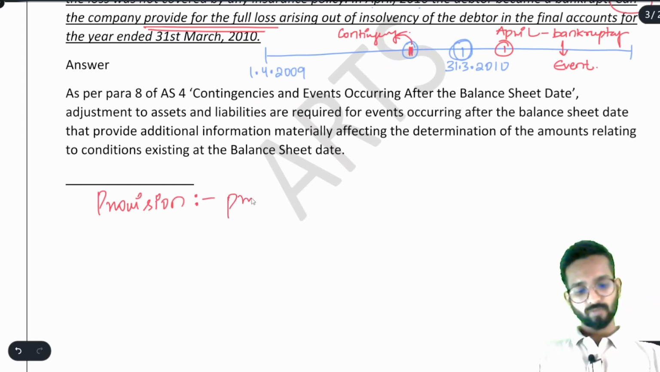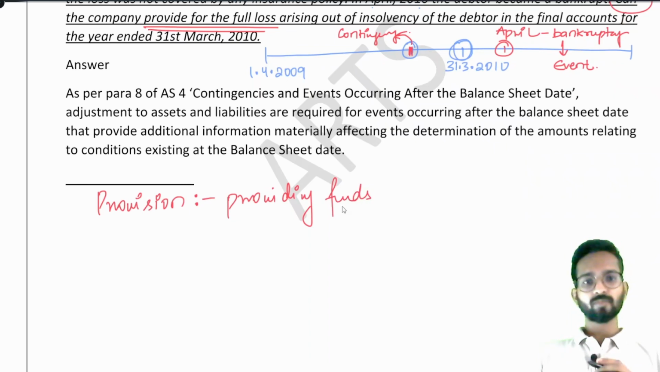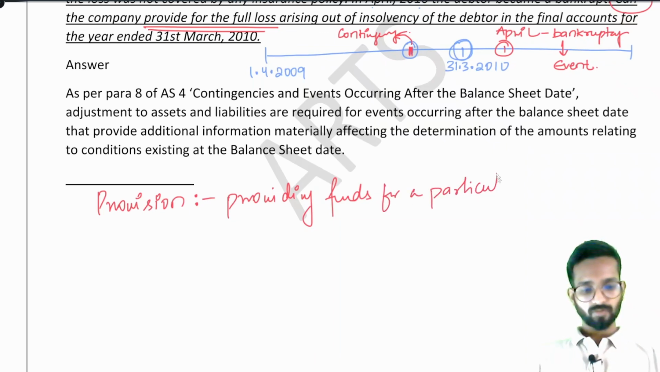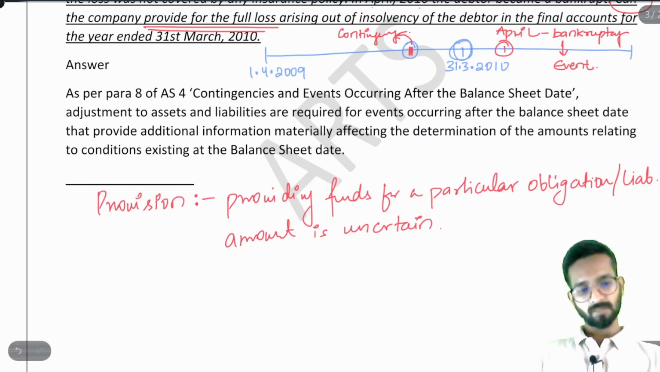Provision means providing funds, or you can say you are separating some funds from your total funds for a particular obligation, or you can say your liability, for which the amount is uncertain. Amount is uncertain. You do not know how much amount you had to pay, but you will know that there would be some provision, that there will be some liability. I will give you a few examples. Understand, okay?